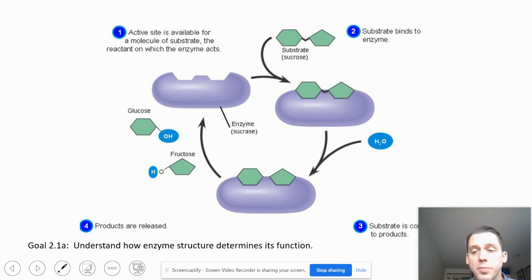It's a constant cycle. This happens very quickly. You could have this happen a lot of times in a split second. So this is all going on very, very fast. And you need this to happen very quickly because this is how we stay alive. We stay alive due to the presence of enzymes.